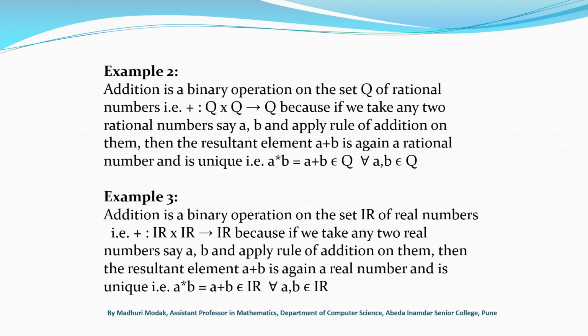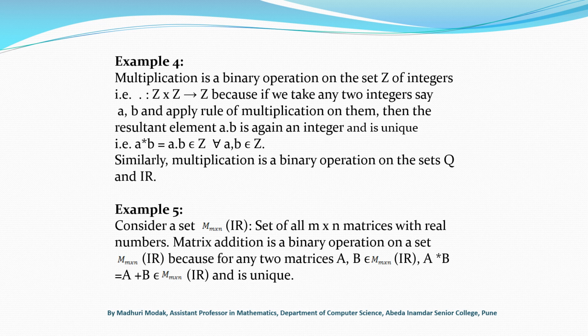In a similar way, addition is a binary operation on real numbers also. Real numbers are nothing but the set of all rational numbers together with all irrational numbers like root 2, root 3, pi, e, etc. So if you add any two real numbers, then again we get a real number and it is a unique number. So addition is a binary operation on real numbers. So remember, addition is a binary operation on the natural number set, then the integer set, then the rational number set and the real number set also.